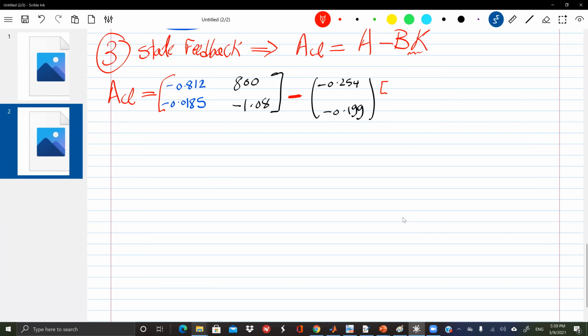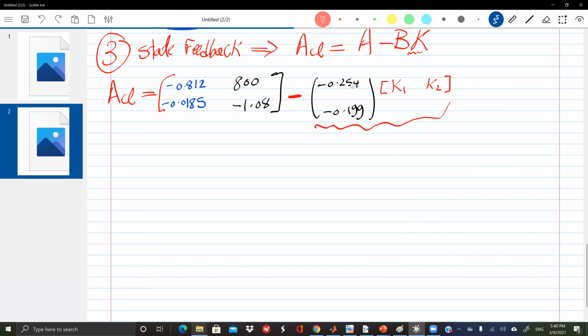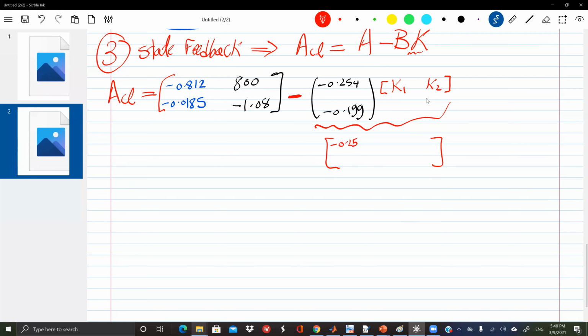K is a row matrix, so this is K1, K2, simply. This multiplication is so trivial that it's confusing, because when we multiply matrices, we multiply rows by columns, but here each row and each column is just a scalar, so it makes people confused. This is a row, this is a column. So let's do this multiplication together. Negative 0.254 times K1, negative 0.254 times K2, negative 0.199 K1, negative 0.199 K2. I hope this is clear enough.